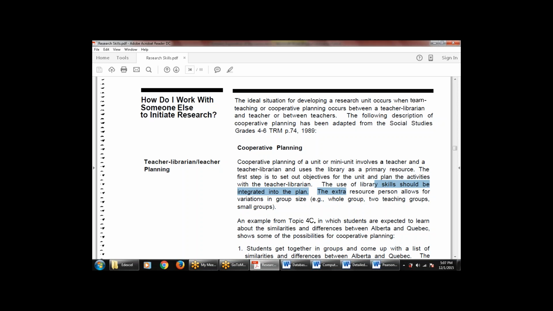The use of library skills should be integrated into the plan, and the extra resource person allows variation in group size. For example, the whole group, two teaching groups, small groups, etc. That is cooperative planning.